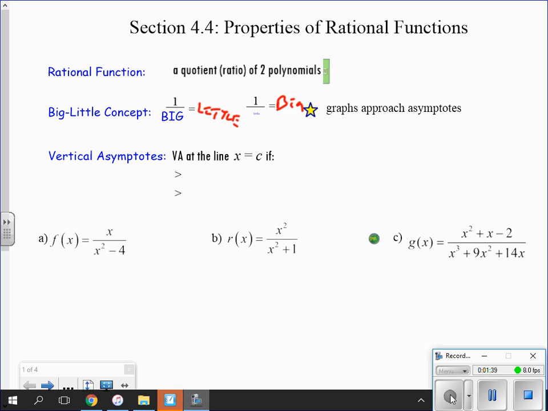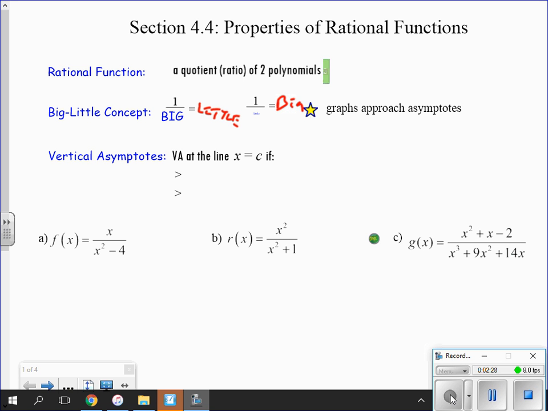Graphs approach asymptotes. One of the things we're going to be spending a lot of time working with today, in fact the entire point of today, is finding asymptotes. An asymptote is a line that a graph approaches but does not cross or touch. When you get a little more complicated, sometimes they do cross asymptote lines, but asymptotes don't apply to the squiggly stuff in the middle. Asymptotes apply to the stuff on the ends. In the middle, you can have all kinds of goofy things going on. It's on the edges that the asymptotes apply.